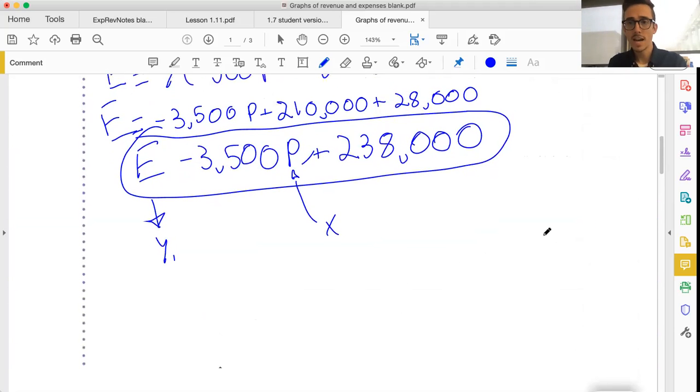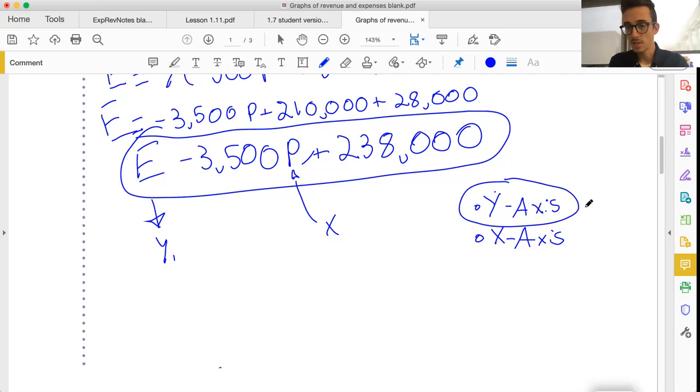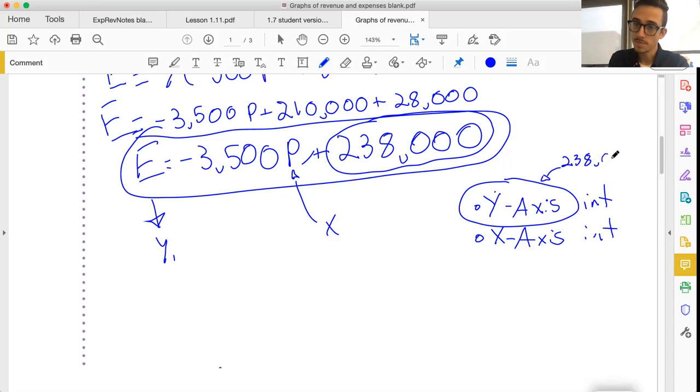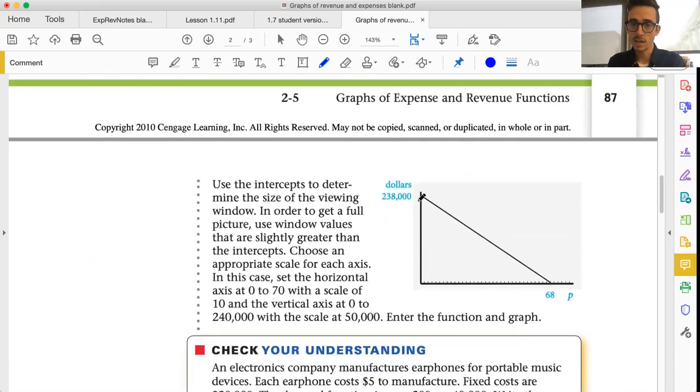So it really comes down to getting two things, your y-axis and your x-axis. Think of this the same way you have in algebra. If I wanted to get the y-axis, and I should say y-axis intercept, the y-axis intercept's just hanging out right here. So this means that if I don't sell anything, I don't even bother with the negative 3,500. No matter what, I have to pay this 238,000. So we know that our y-intercept would be 238,000, which makes sense because that's graphed out here.